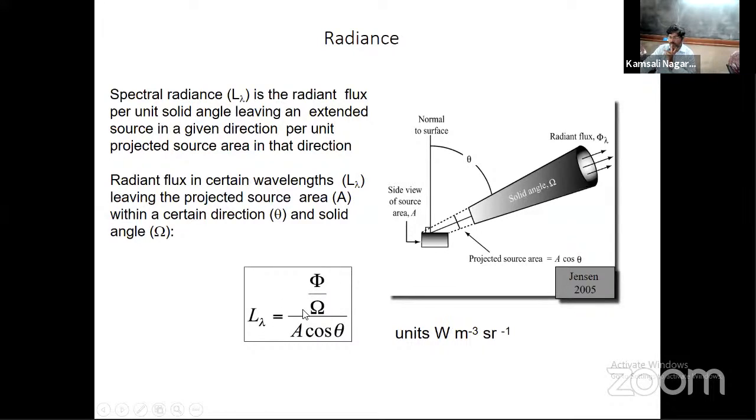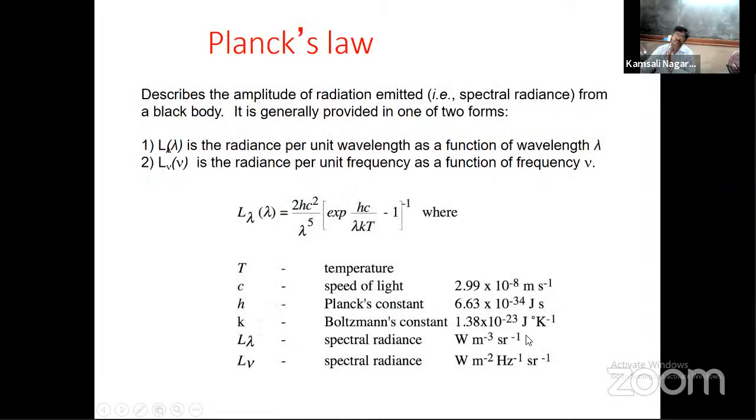It is the ratio of the flux phi with reference to the solid angle omega, over the cross-sectional area of that cone times the cosine of theta, the angle subtended with its normal. Normally the unit is watt per meter cube per steradian. For this, three laws come into the picture: Planck's law, Wien's displacement law, and Rayleigh-Jeans law.